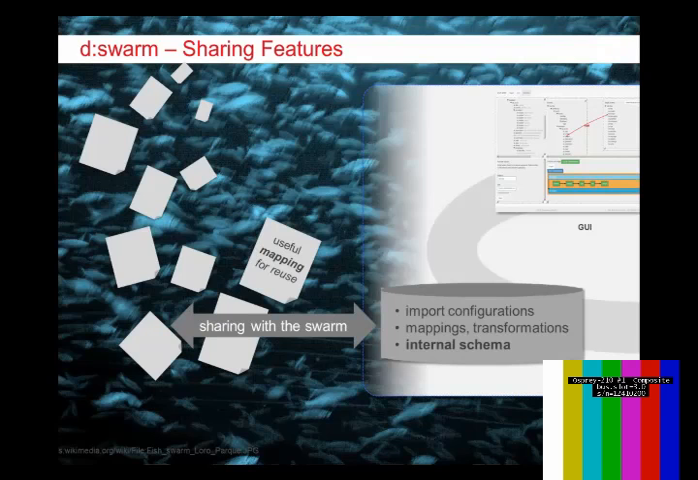So a last word on the sharing features. Why is it called DSwarm at all? That's because all these settings, for example, this internal schema, but also all the mappings, all the transformations, import configurations, can be shared with others. So this is a future feature, but it is important for us because we think that you can then reuse useful mappings that one person has already done.